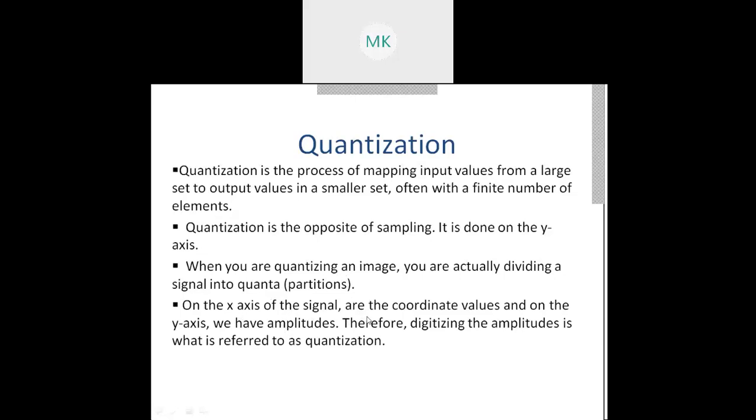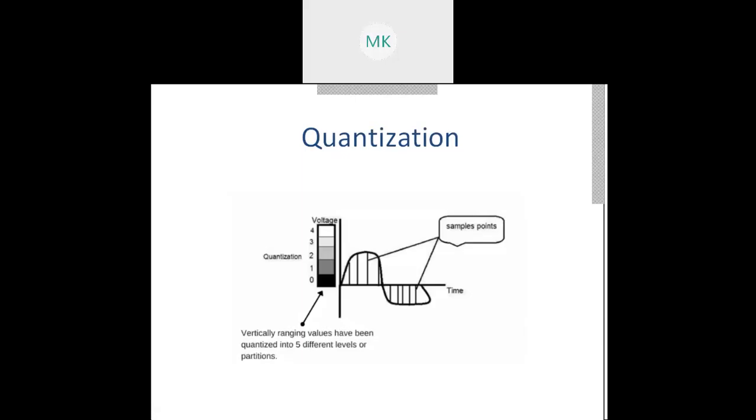On the x-axis of the signal, there are the coordinate values. On the y-axis, we have the amplitudes. Therefore, digitizing the amplitudes is what is referred to as quantization. Digitizing the coordinate values is sampling, and digitizing the amplitude values is quantization. So this is how we perform quantization. Here we consider 5 different levels of voltage, and we partition the y-axis in terms of intensity values into different levels.